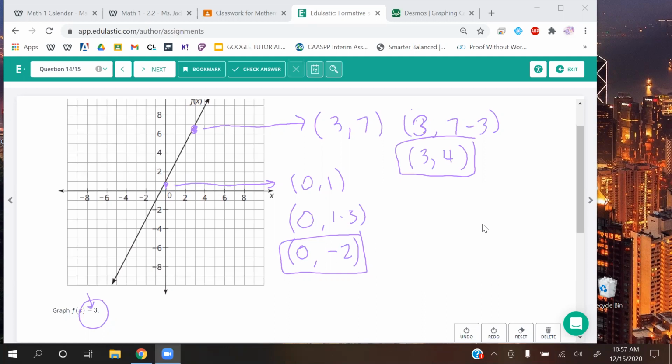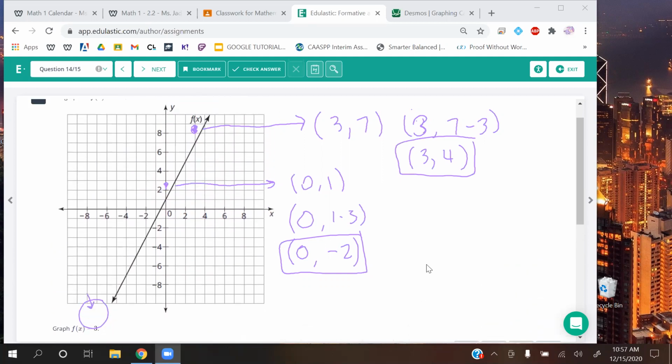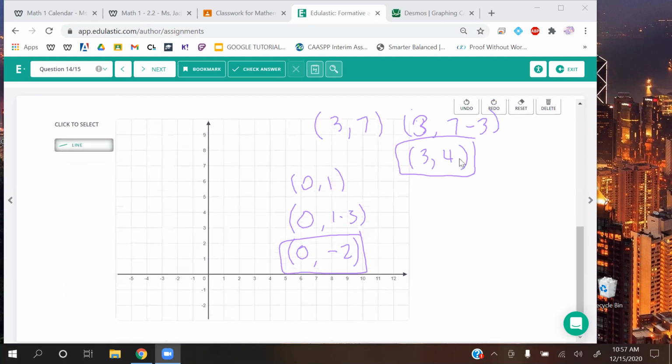I think it's okay if I scroll. Actually, let me erase some of that. Let's erase this. There we go. Okay, I'm gonna scroll now.